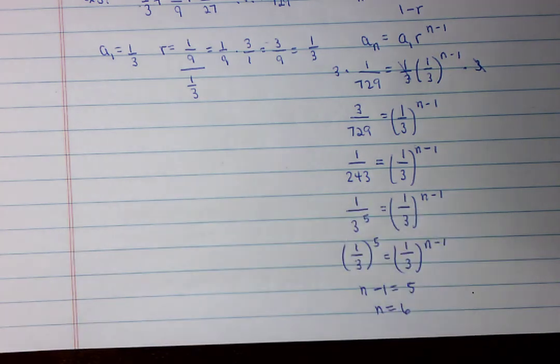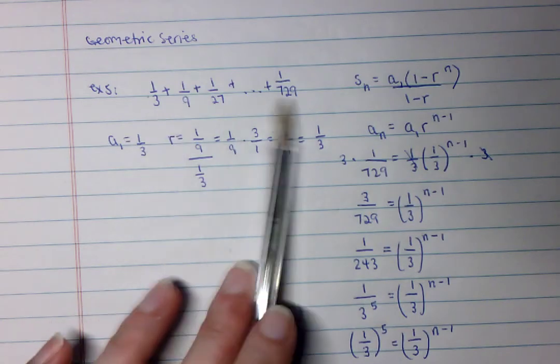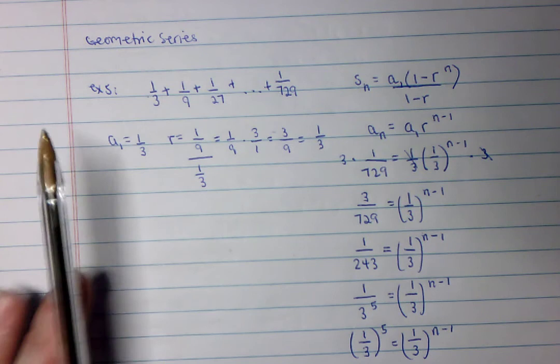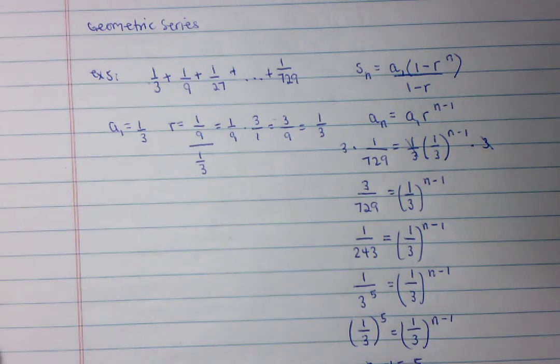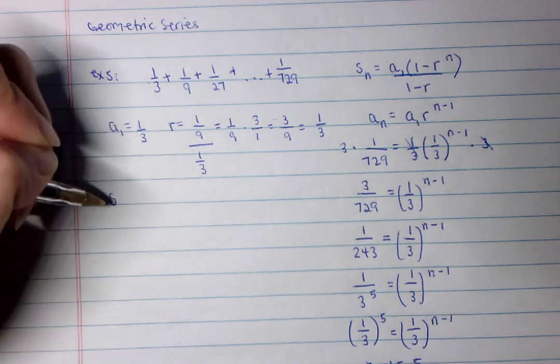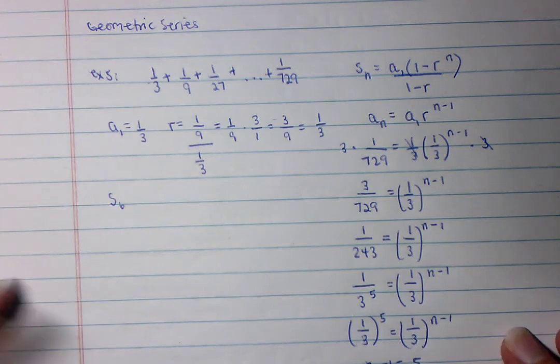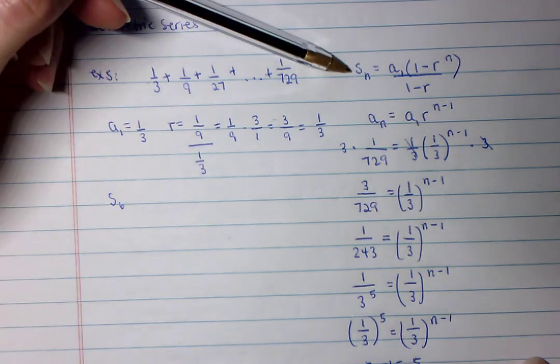So now I know in this sequence or series, I have 6 terms. I have 6 things that I'm adding together. So what I want to do then is I want to now use my formula. So S, and then we're going to say it's 6 terms. So S sub 6. Notice again, we're using this formula over here.